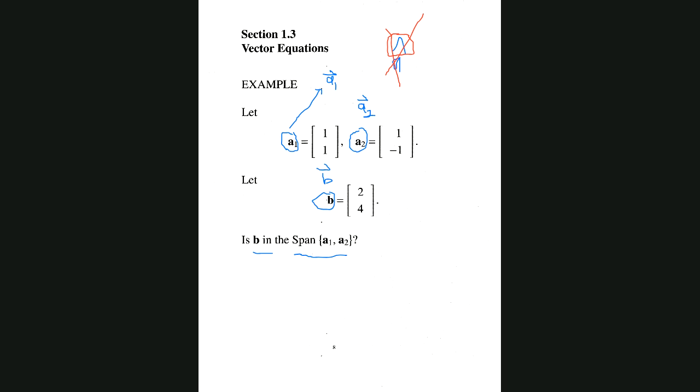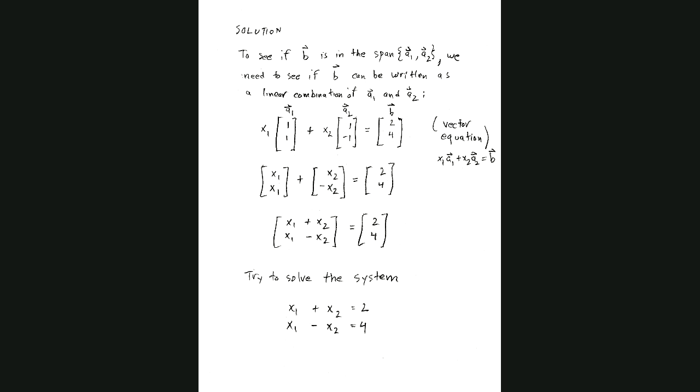Okay, so, all right, to see if a vector B is in the span of two other vectors, we need to see if the vector B can be written as a linear combination of the vectors A1 and A2. Okay, and we express that sentence mathematically this way. Let me give you a chance to copy this.